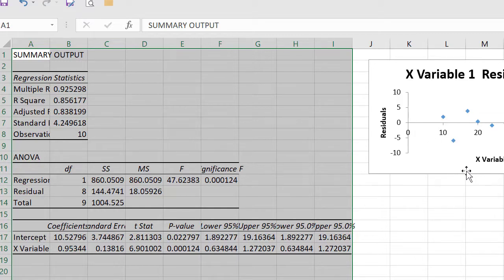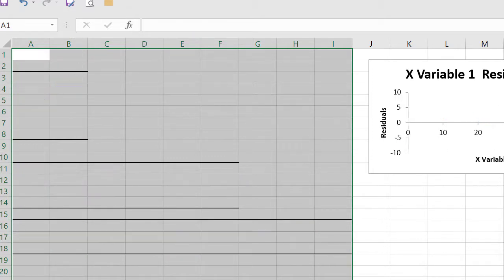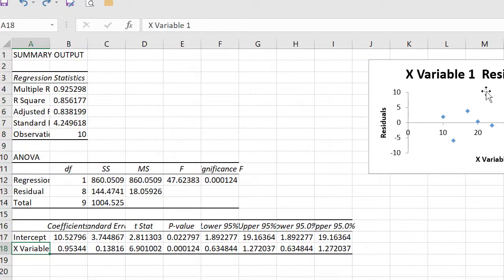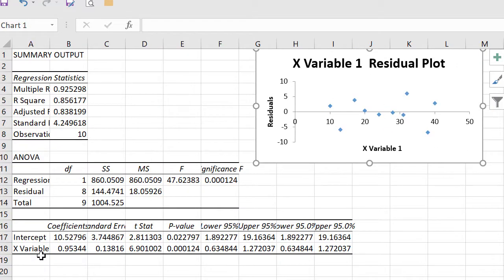There's only 10 observations, so that's hard to make any recommendations as to whether it's violated the conditions or not, but it doesn't look like it's different from 0 here. They're scattered fairly randomly. Also note that I had to remove those labels, so now we just have an intercept here and our x variable here, so that's beta 1.